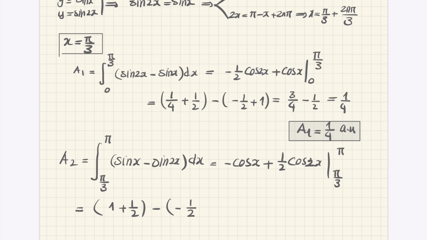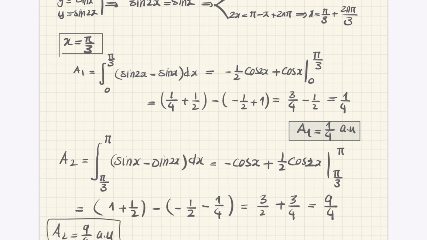And then what is that one? Cosine of 2 pi over 3 is minus a half, so it's minus a quarter. So that becomes 3 over 2 plus 3/4, and then 6, 9 over 4. So area 2 is 9 over 4 area units. Yes? And then the total area would be the sum of these two numbers, 1 over 4 plus 9 over 4. It's 10 over 4, which is 2.5.